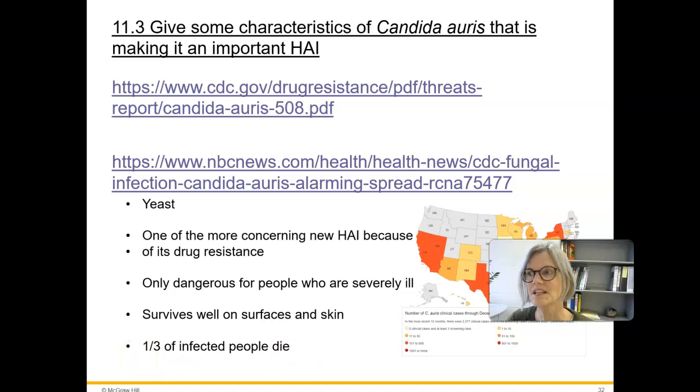So some of the main points I want to make sure you remember: that Candida auris is a yeast. It's one of the more concerning new healthcare associated infections because of its drug resistance. It's only dangerous for people who are severely ill. It survives well on surfaces and skin, and about 1/3 of infected people die. So this is a pathogen to watch and be concerned about.